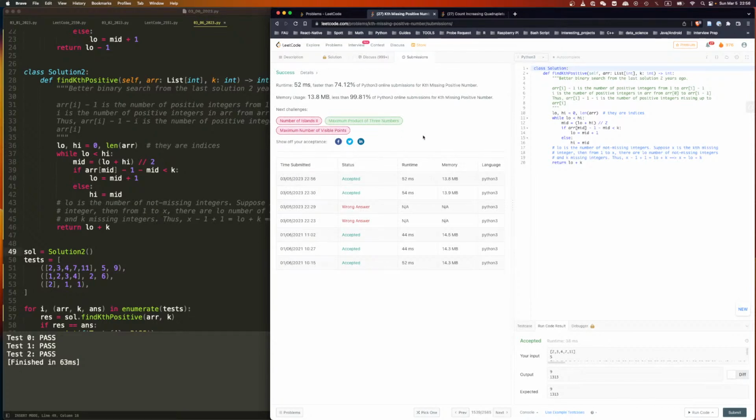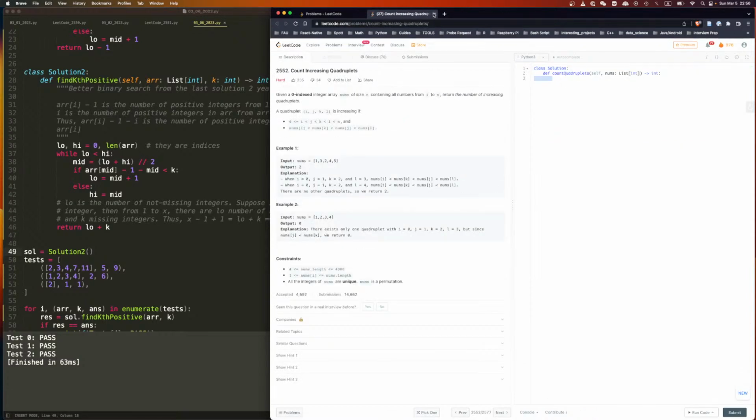All right, now I spent a long time on this one. All right, just take a look at this. Count increasing quadruplets. Given a zero-indexed integer array, nums of size n, containing all numbers from 1 to n, return the number of increasing quadruplets. A quadruplet is increasing if this.